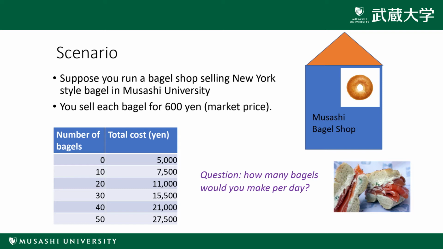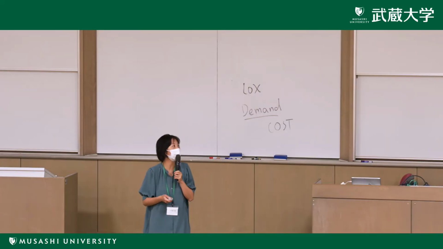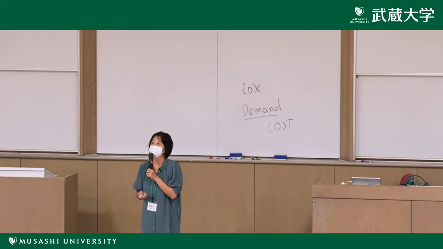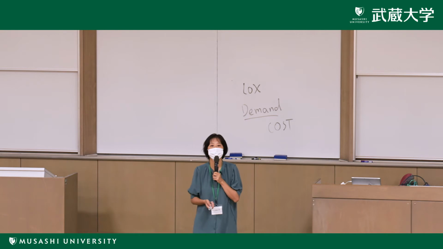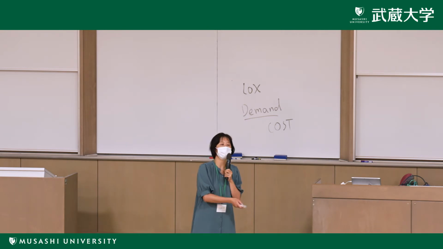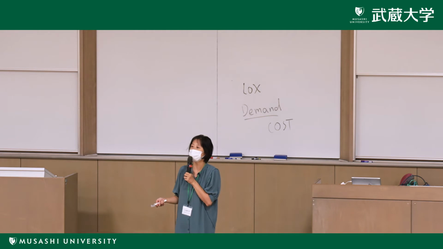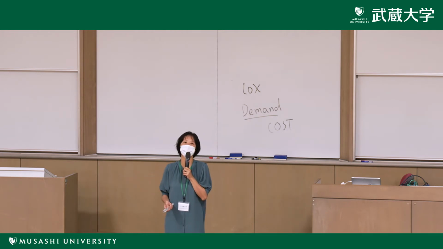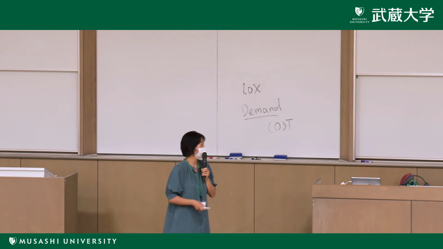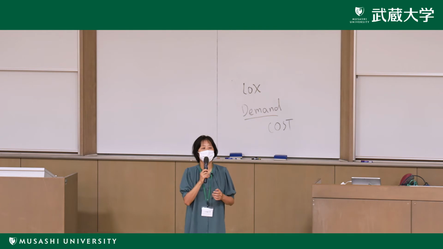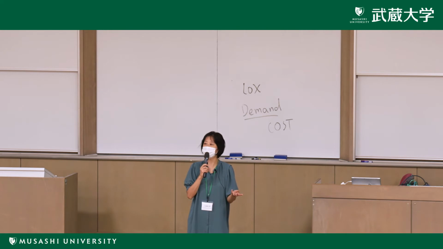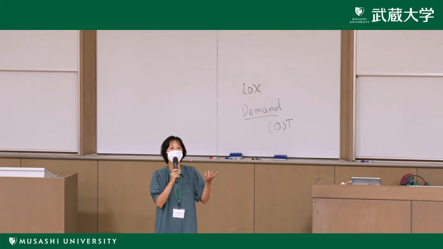Now, do you make sense of that number? Why would the total cost be 5,000 even if you don't produce any bagels? Before production, what kind of cost would you incur? Like before you open up the shop, what kind of cost do you incur? One example is rent. You have to pay rent, right? Rent is 家賃 in Japanese. Is that right? Okay, so you need to pay rent.